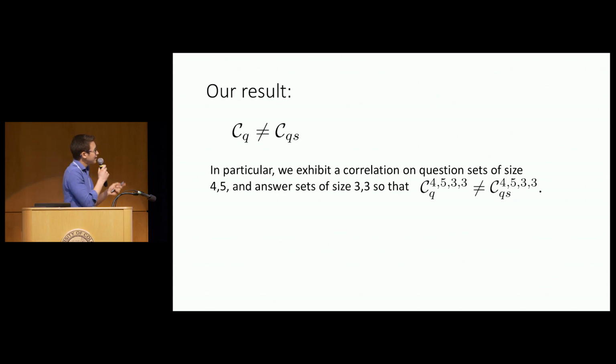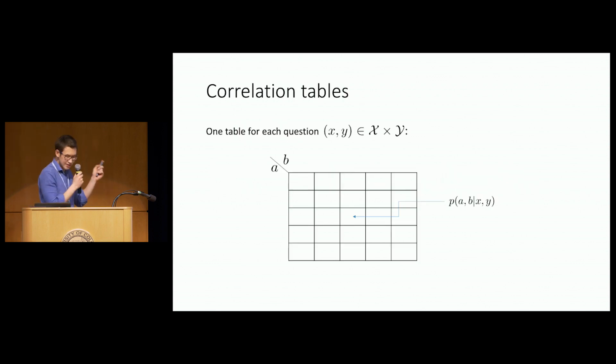So in the next portion of the presentation, I will tell you about the main technique that makes this result come true, which is self-testing. Before I do that, let me just introduce one extra piece of notation. It's very simple. You can specify completely a correlation by specifying for each possible question xy a table with entries probability of AB given xy, where the rows are the A's and the columns are the B's. This specifies the correlation completely, so keep this notation in mind.